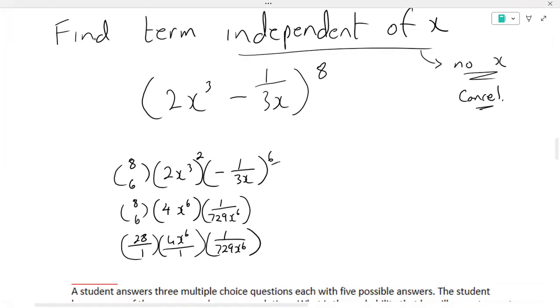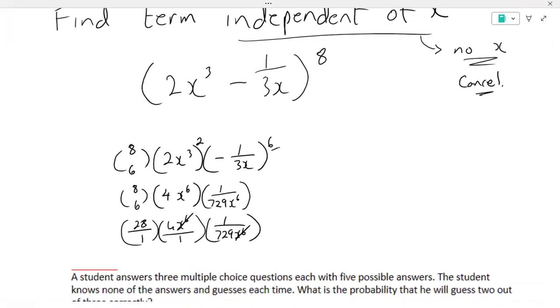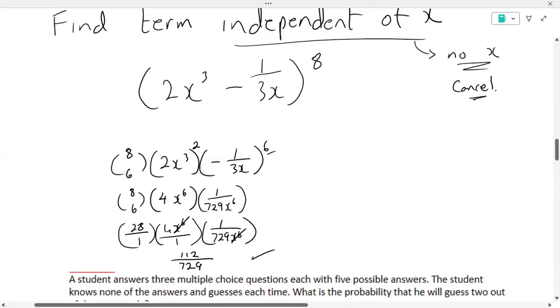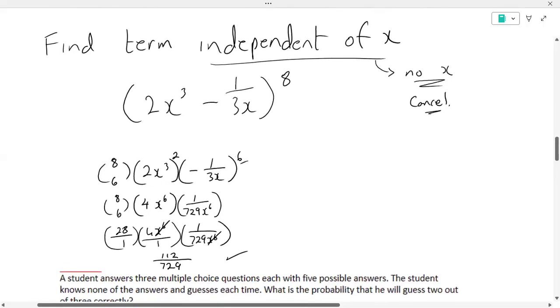And hopefully what you can see is they now can cancel. So along my top line, I have 28 times 4, which is 112. And the bottom line, I have 729, and I'm done. And I can see this is independent of x. In other words, there is no x in that.